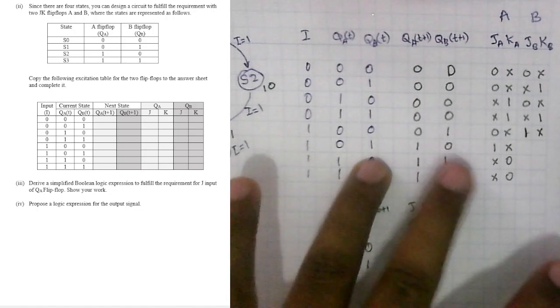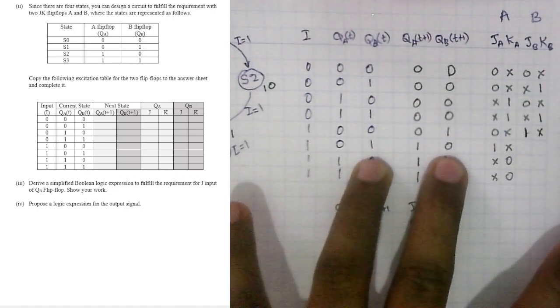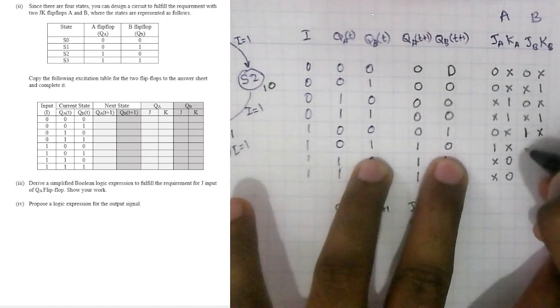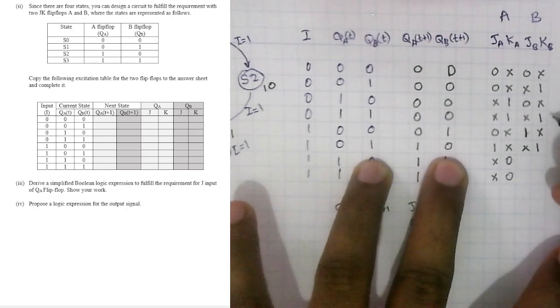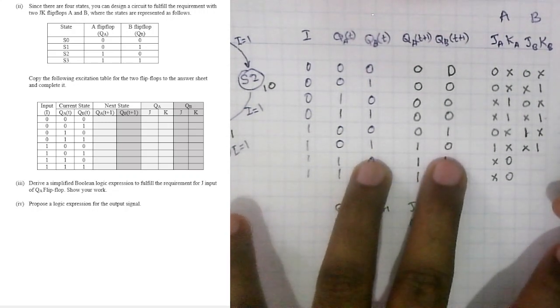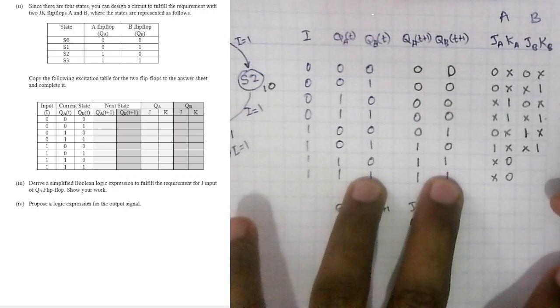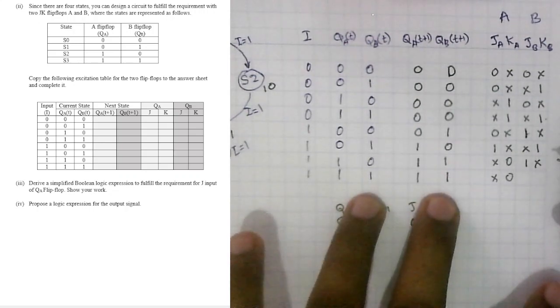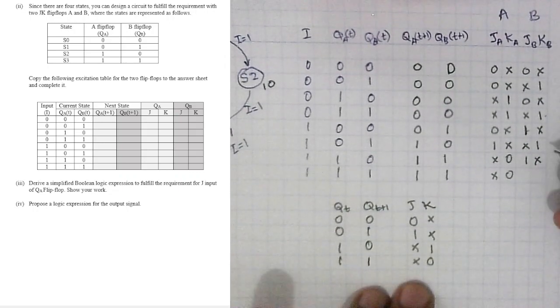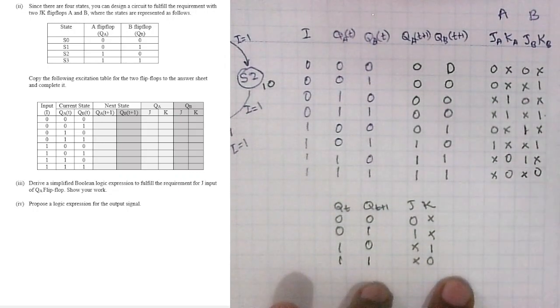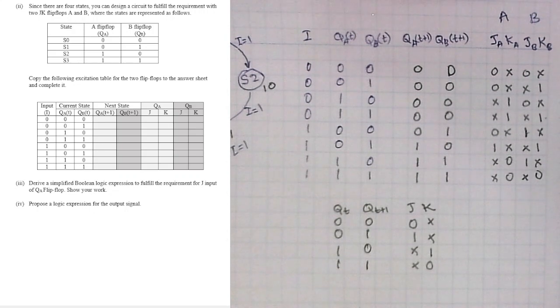Then we have 1 to 0 again. 1 to 0 is X, 1, the same as this one. Then 0 to 1 again, so 1, X. Then 1 to 1 is X, 0. Okay.